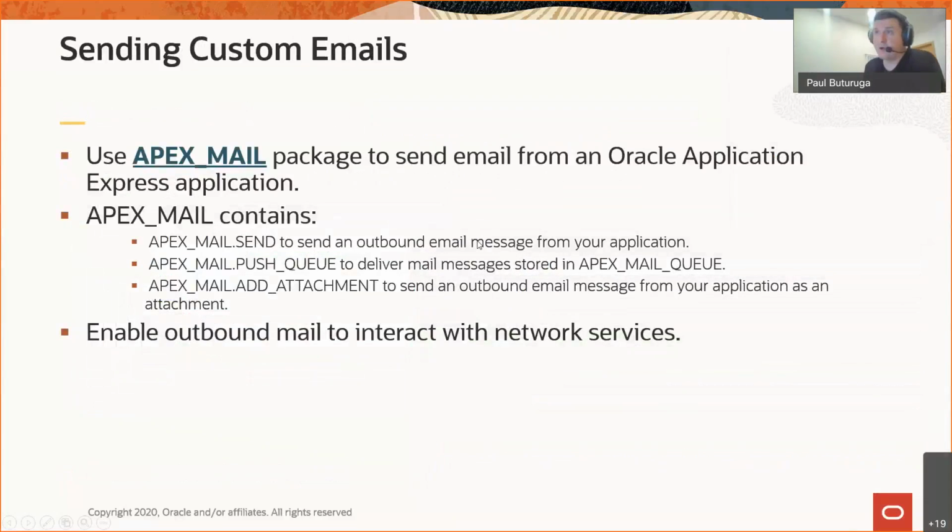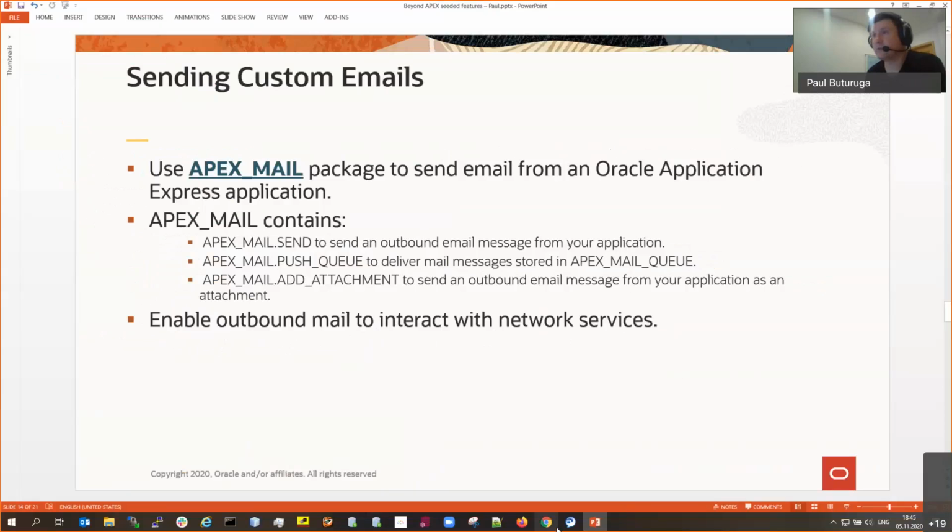I'm going to show you one more thing, how to send custom emails. We're going to use another API called APEX_MAIL. This is a package provided by the APEX framework, and it contains three procedures: APEX_MAIL.SEND, PUSH_QUEUE, and ADD_ATTACHMENT. They are self-explanatory. Send is sending the emails. Push queue is pushing the email into a queue, and based on some specific configurations, the mail is going to be sent from that queue. And add attachment, of course, adds an attachment to our emails. We should not forget to configure our server and to enable outbound email for the network services.